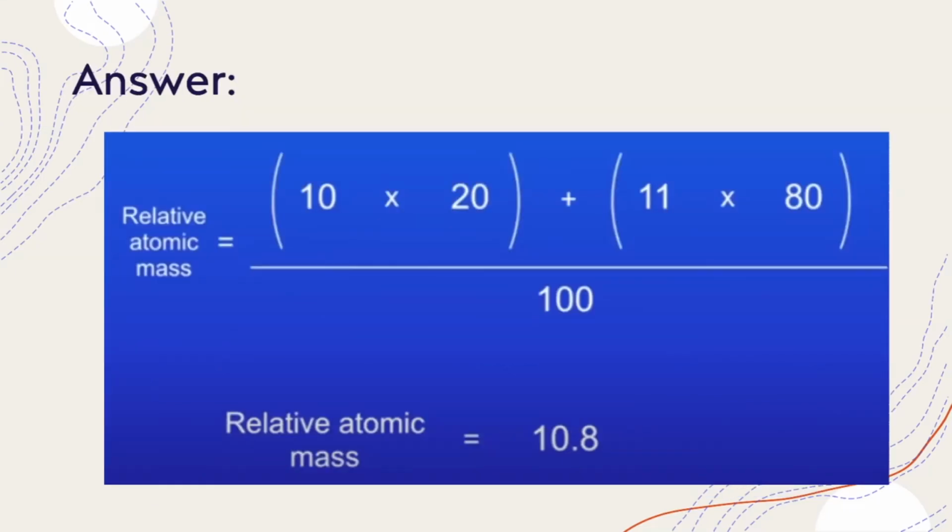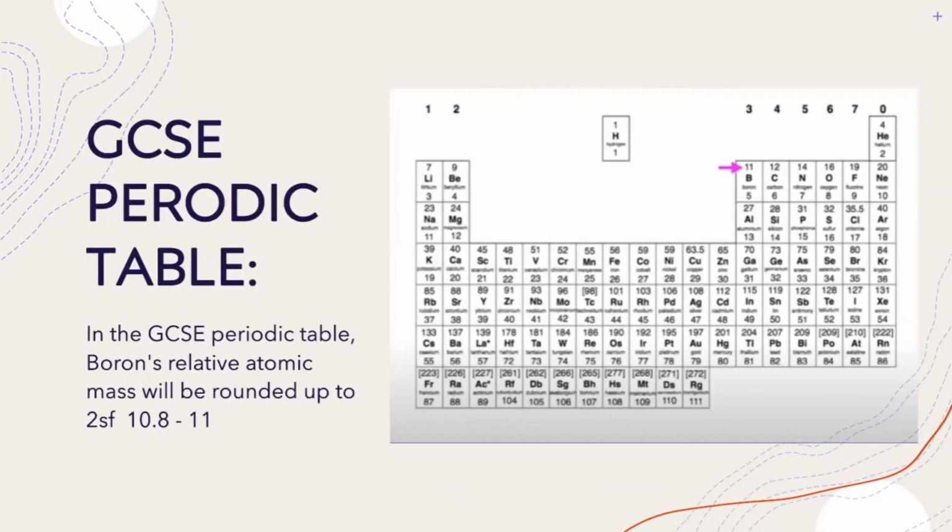So for this answer you should have done 10 multiplied by 20 plus 11 multiplied by 80, divided by 100, and the relative atomic mass for boron is 10.8. So in the GCSE periodic table, boron will have a relative atomic mass of 11. This is because it's been rounded to two significant figures.